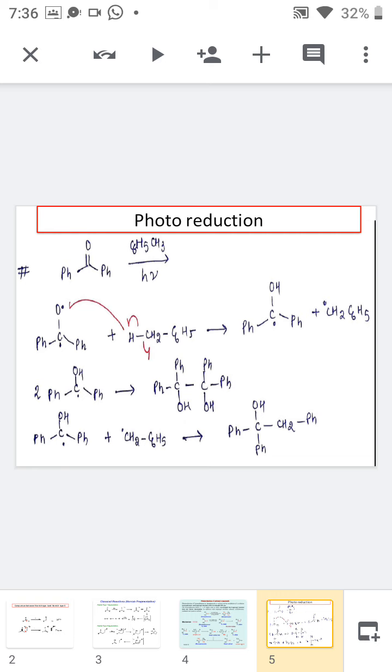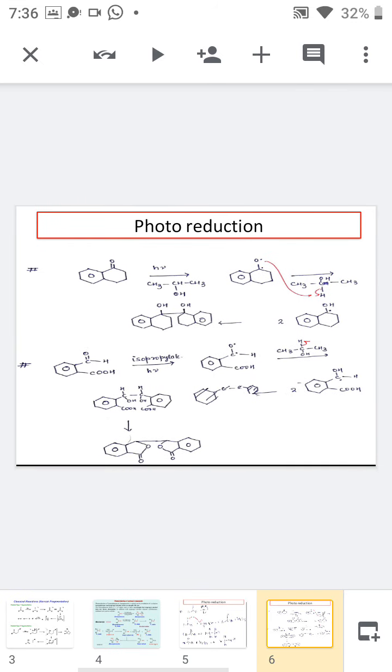Okay, so the final step in the photoreduction is the homolytic cleavage of the carbonyl group and abstraction of the hydrogen from anywhere, it may be alcohol or hydrocarbon. Okay, now we are moving to another example. The photoreduction occurs in cyclic ketones also. So here we used the hydrogen source as alcohol again in the presence of radiation.